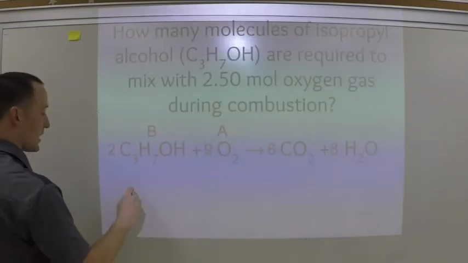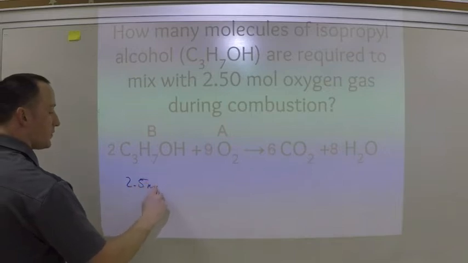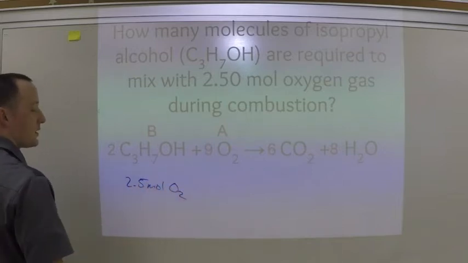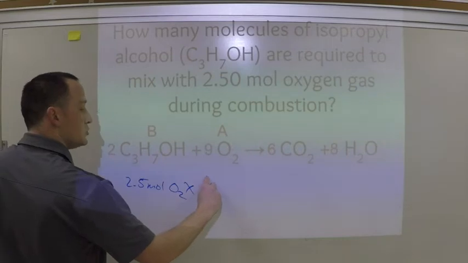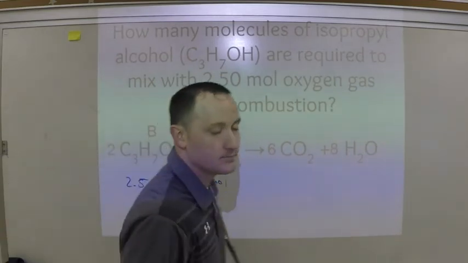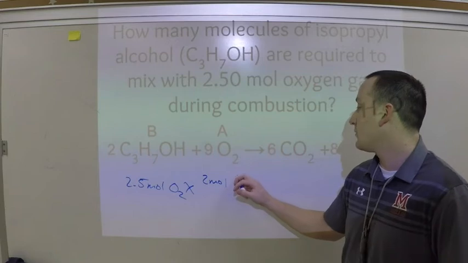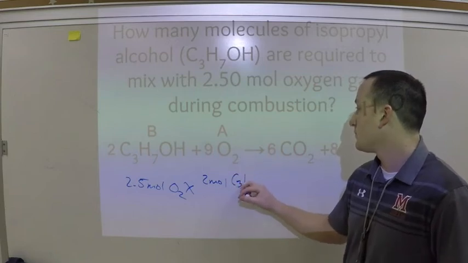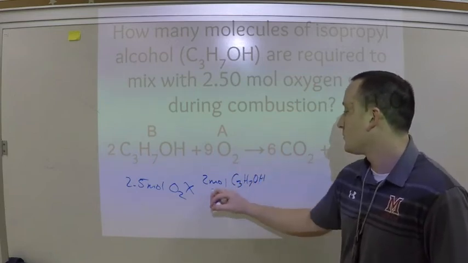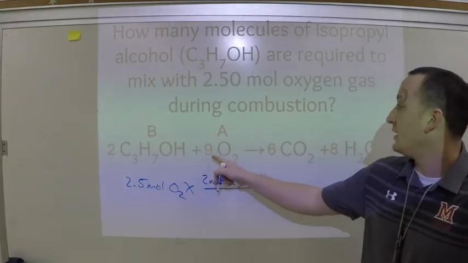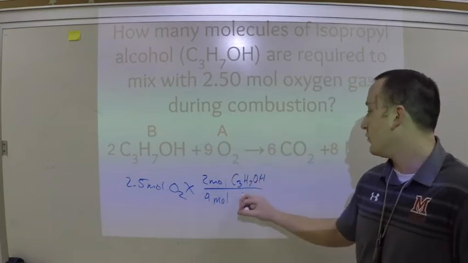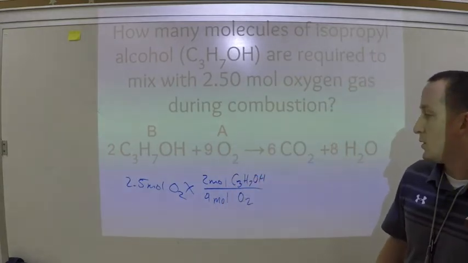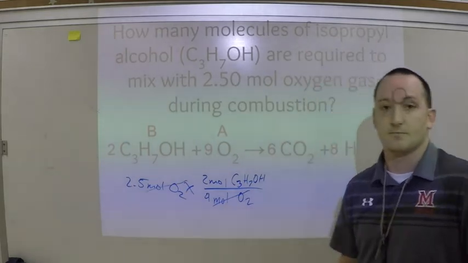So, I have 2.5 moles of O2. I'm going to multiply by my mole ratio, which again is B over A. So it is 2 moles of this compound for every 9 moles of O2. Notice how my moles of O2 are going to cancel out.